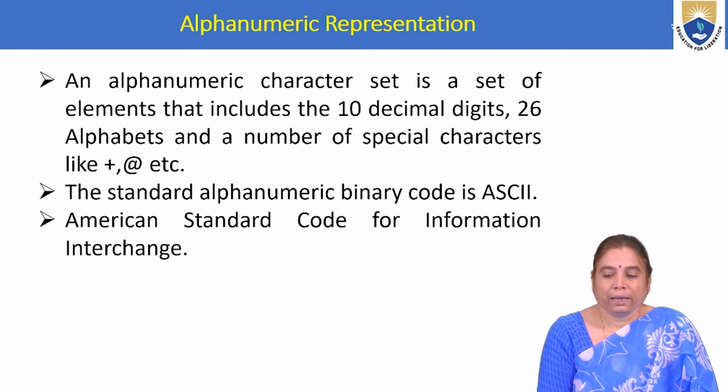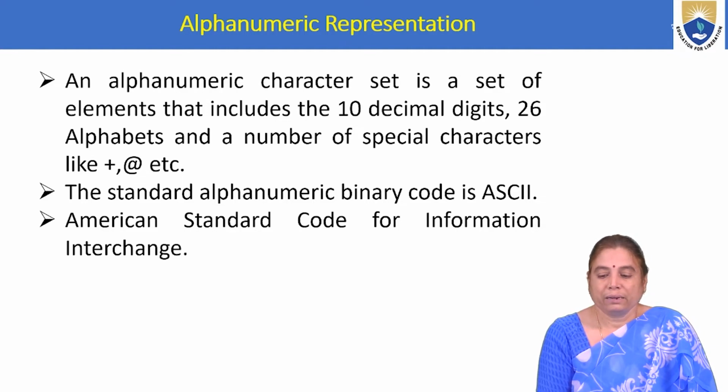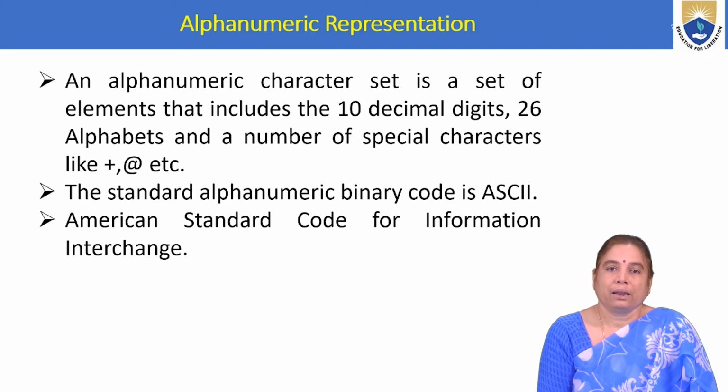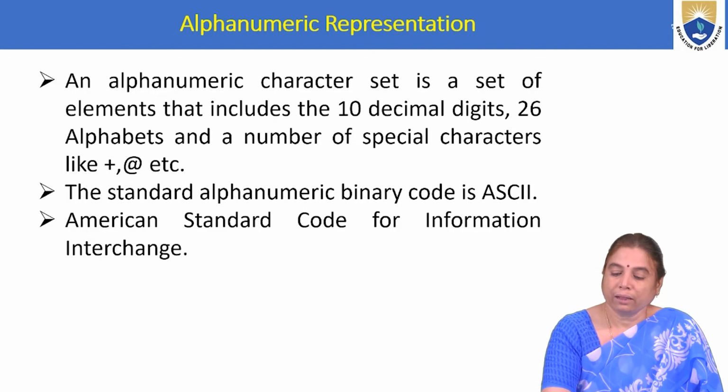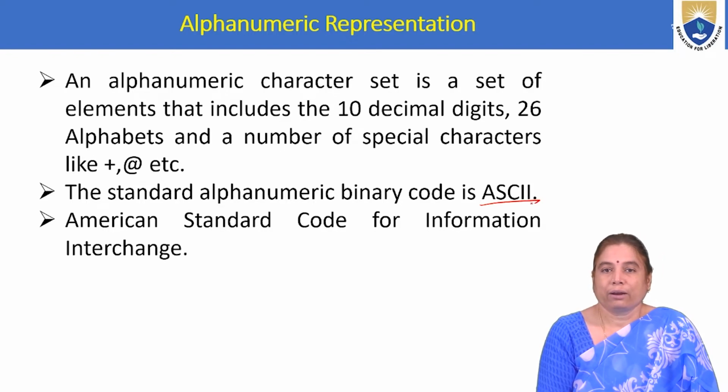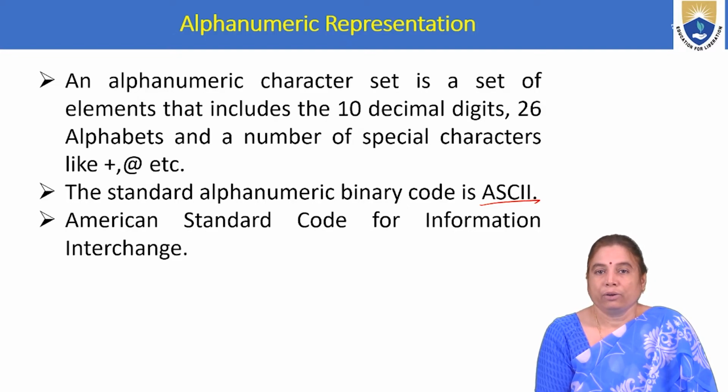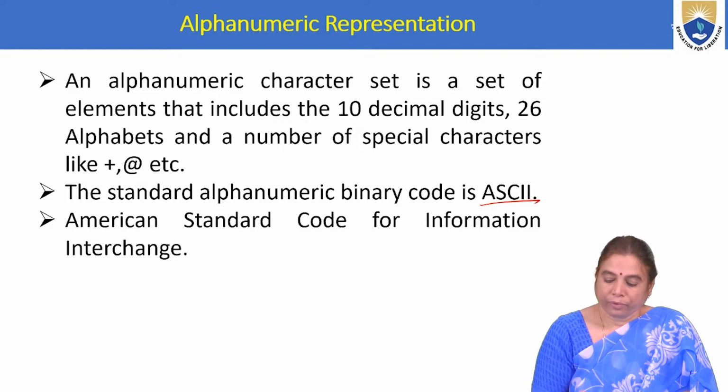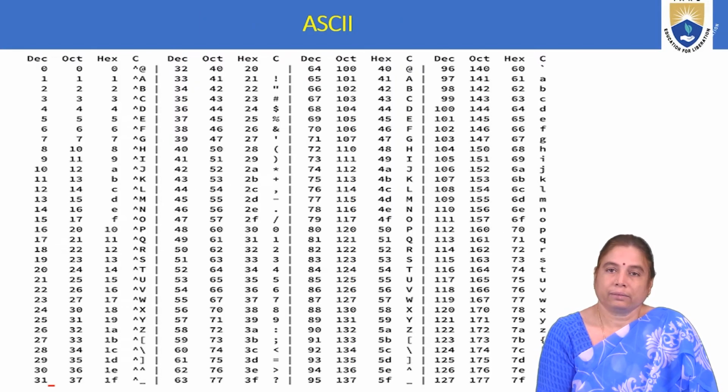Alphanumeric characters are a set of elements that include 10 decimal digits, 26 alphabets and a number of special characters like plus and @. All these are special characters. So a special code can be used to represent them. That code is the ASCII, American Standard Code for Information Interchange. Here we represent a total of 256 symbols.